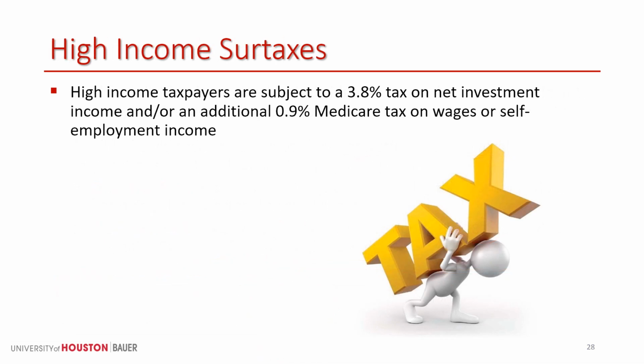As part of the Affordable Care Act, there were some additional taxes that were added, and these are healthcare related taxes, although they are paid through the income tax system. So we now have some surtaxes. We have some high income surtaxes. We have a 3.8% tax on net investment income, and we also have a 0.9% Medicare tax for wages or self-employed income when it's high enough.